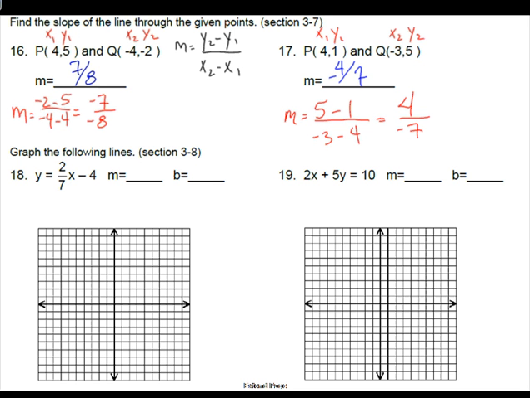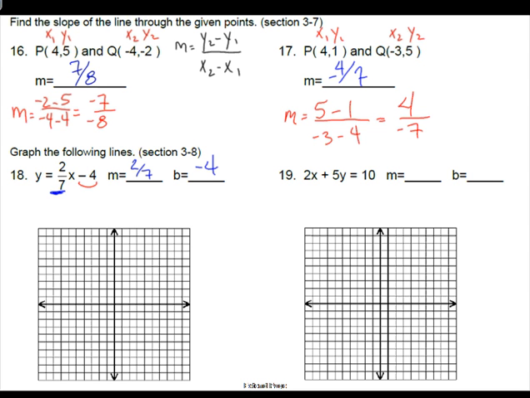For number 18, our instructions are to graph the following lines. In order to graph them, I want to find my slope and my y-intercept. My slope is the number that's being multiplied by x. In this case, it is 2 over 7. My y-intercept is the number that's being added. In this case, it's negative 4.